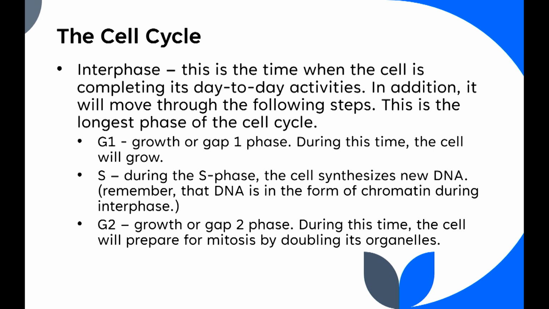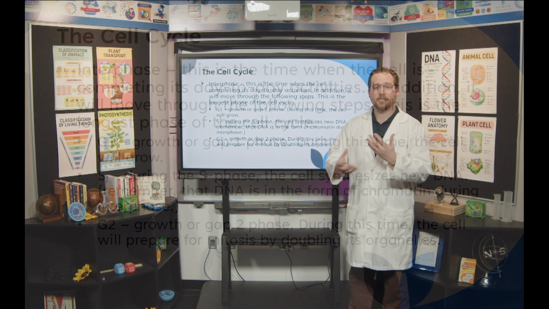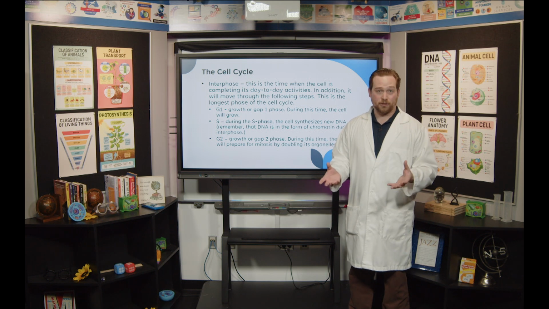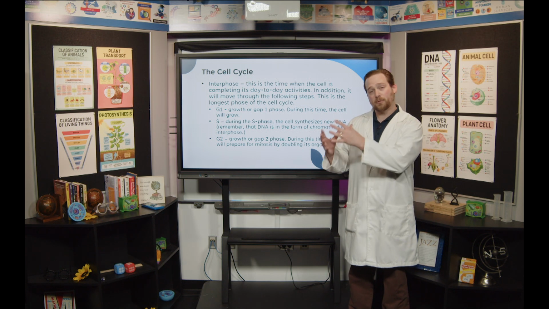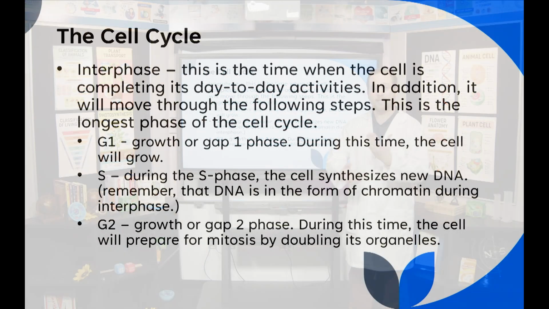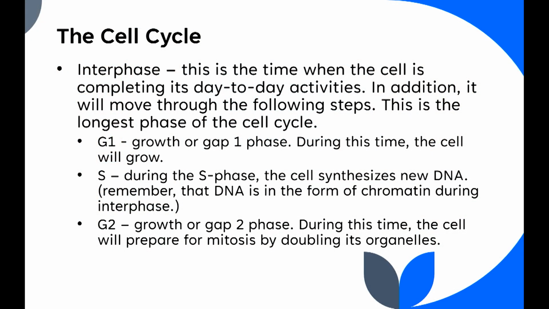Also, remember that during interphase, DNA is in a form called chromatin. Okay, chromatin, I want you to imagine like a bowl of spaghetti. All those noodles just kind of tangled up with each other. That's what the DNA looks like right now. So during interphase, the majority of the cell's life cycle, it's in a form called chromatin. It's just that tangled spaghetti. But as we move through this cycle, eventually that's going to change.